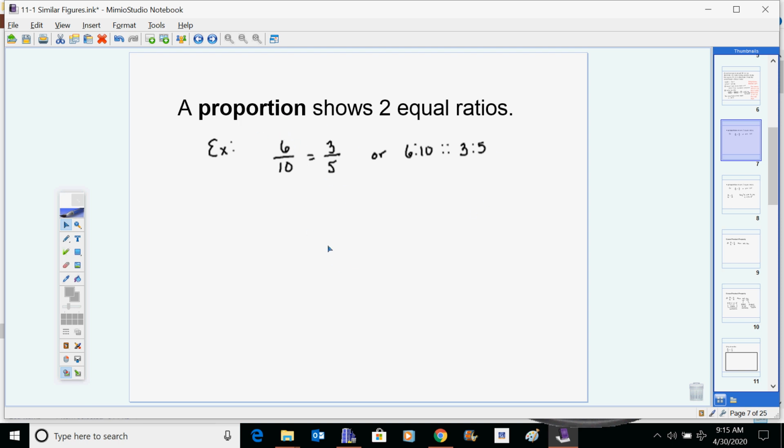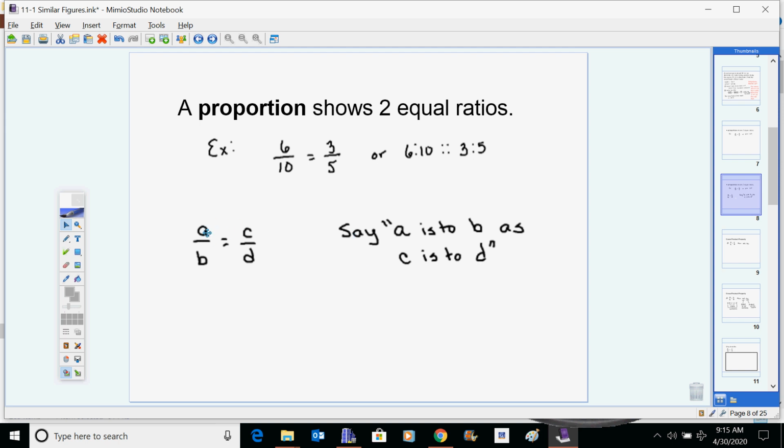So the proportion shows 2 equal ratios. It's just like reducing fractions. 6/10 is the same as 3/5. This is a different way of writing it. 6 is to 10 as 3 is to 5. That's how you would read that. These double set of dots is like an equal sign. These dots are like the fraction bars.